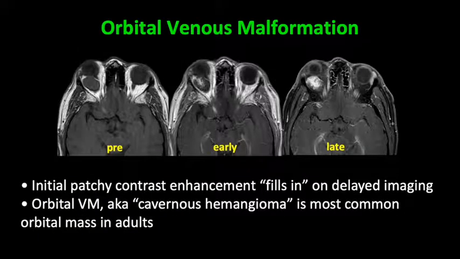We talked in our opening slides about the lesion that is commonly but incorrectly called the orbital cavernous hemangioma, and that is, in fact, an orbital venous malformation. This is the most common cause of an orbital mass in an adult, and it typically appears as a well-defined lesion. On early post-contrast imaging, we're going to see patchy contrast enhancement. But if you image a little later, perhaps doing a whole brain sequence in addition to your orbital imaging, take a look at that, because if it fills in, that is a really good sign that you're dealing with an orbital venous malformation.